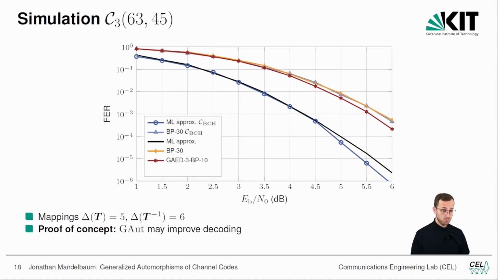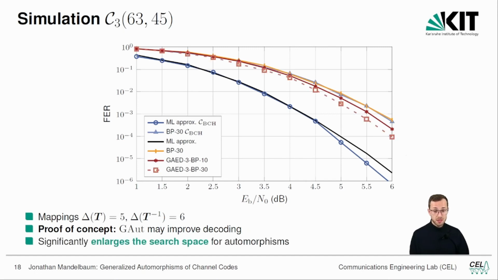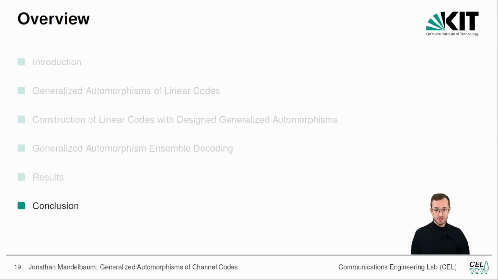This serves as a proof of concept that generalized automorphisms may indeed be used to improve decoding, and therefore this significantly enlarges the search space for suitable automorphisms to improve decoding. Also here I depicted the performance of a GID3 BP30, therefore equal complexity to the BP30, and in this case we are able to outperform it by about 0.4 dB at a frame error rate of 10 to the power minus 3. This brings me to my conclusion.